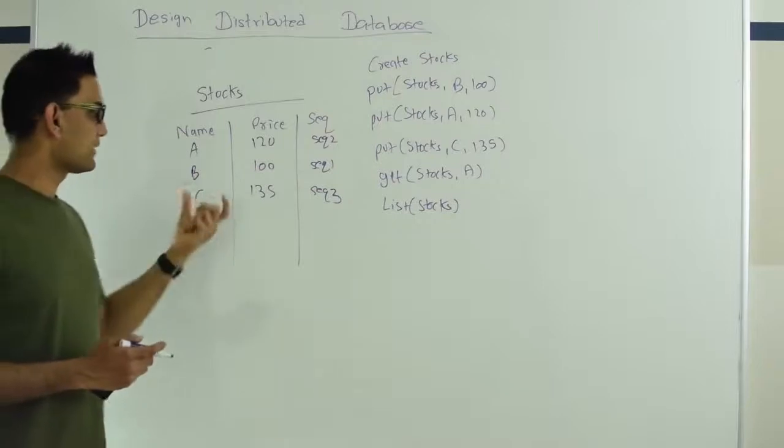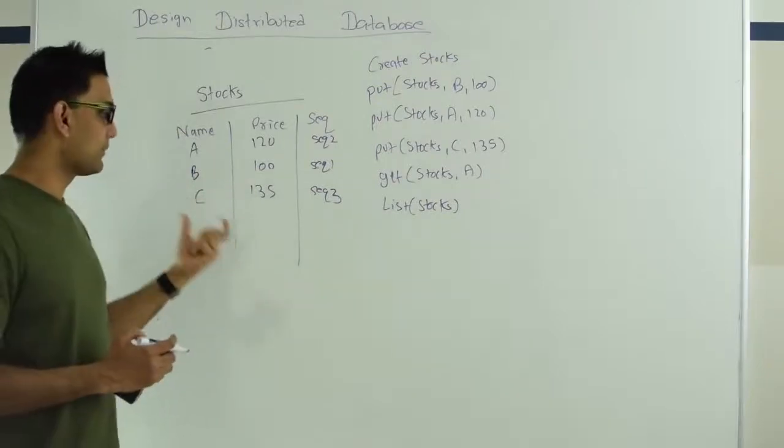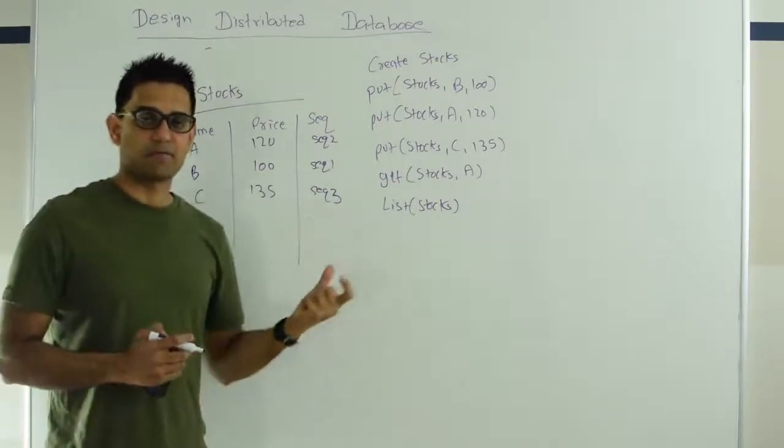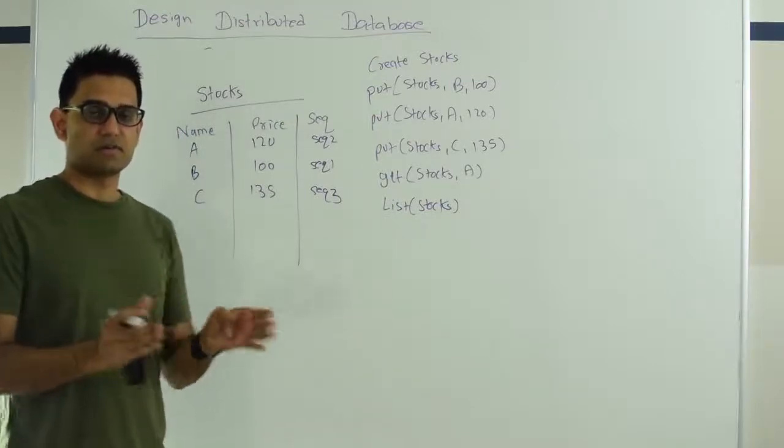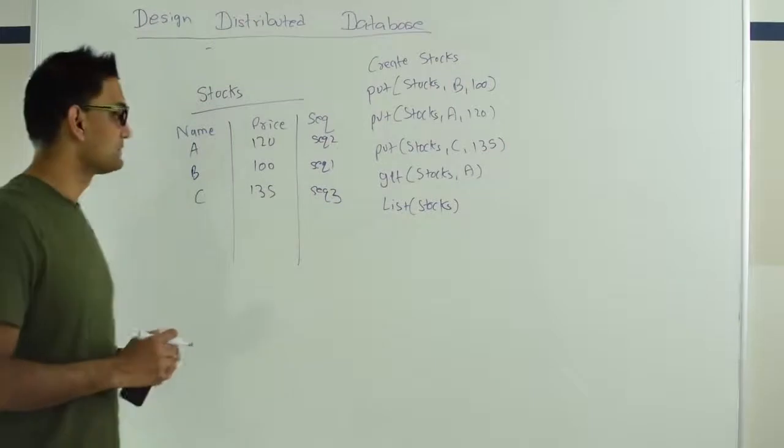If the number of records in a given table is really, really big, it's a large number of records, then we can also implement some sort of pagination to return some number of records at a time.